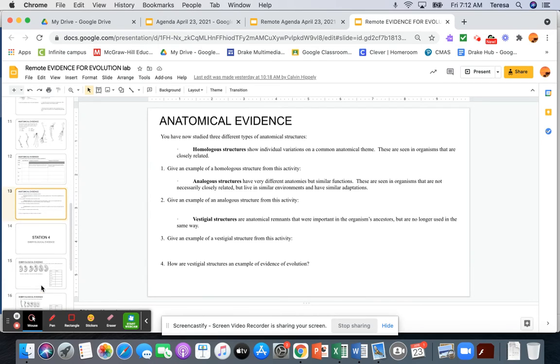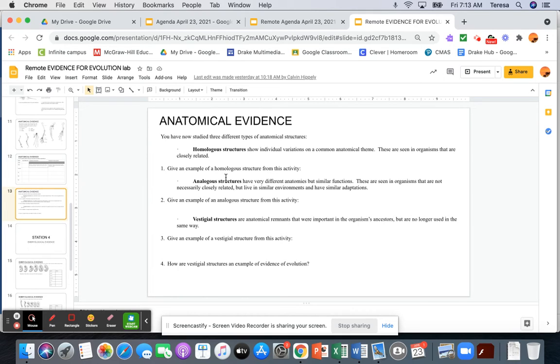Then we get to some questions about homologous, analogous, and vestigial structures. Homologous structures are structures that have the same basic bone structure, but they function differently. They had the same evolutionary background where they came from, so their structure is similar, but they have different functions. Analogous structures are structures where the function is the same, but they actually have different evolutionary backgrounds. So the structures themselves are not actually related to each other.